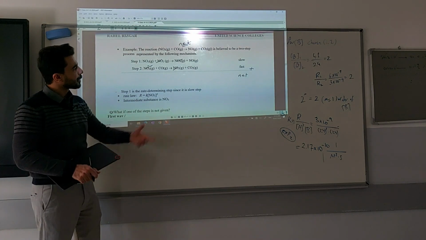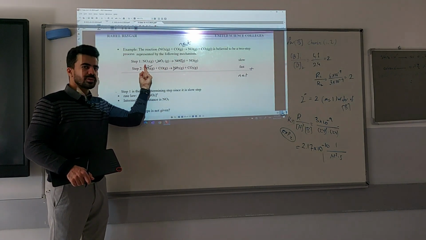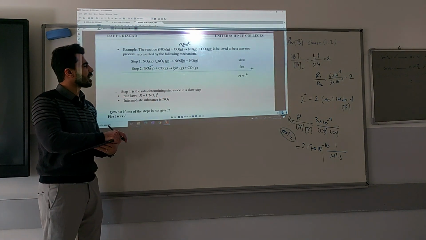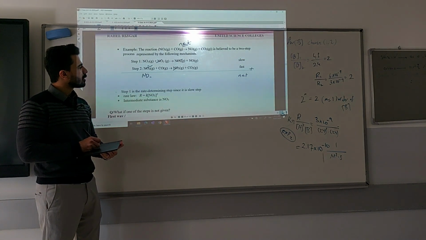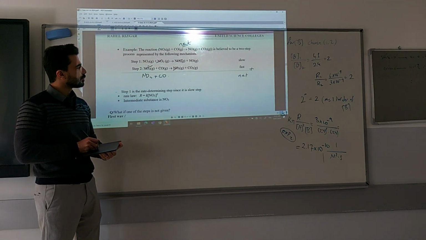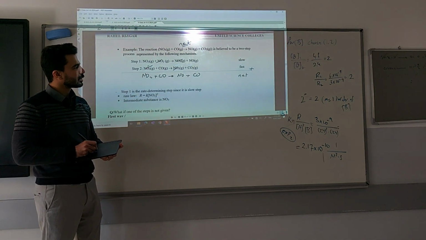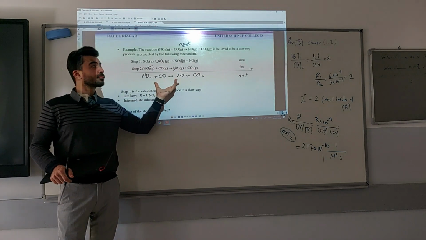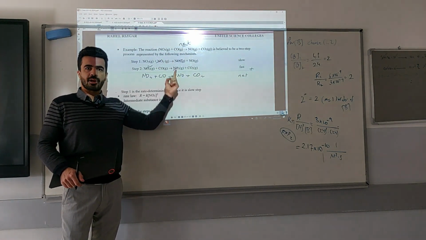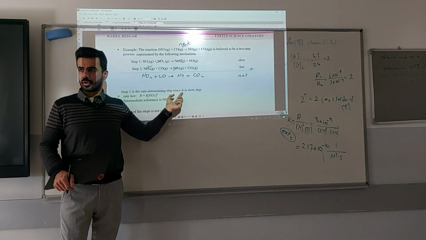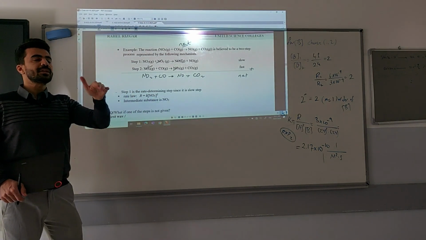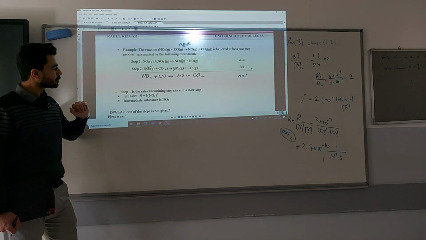Now write the net. What is left behind? In the reactant, we have one NO2 left, and CO is left. So write NO2 plus CO. Then, what is left in the product? NO and CO2. That's the net. As you can see, they are the same. Okay. Again, let's repeat the previous notes.